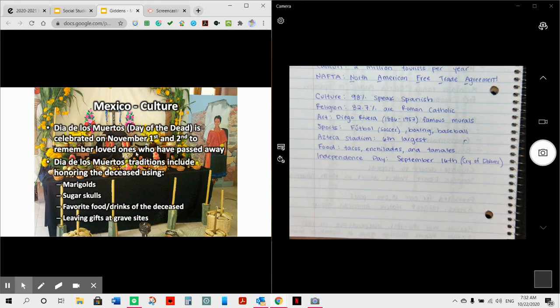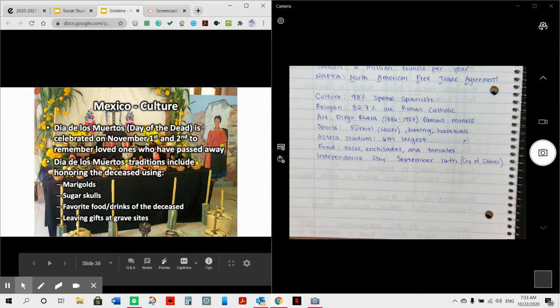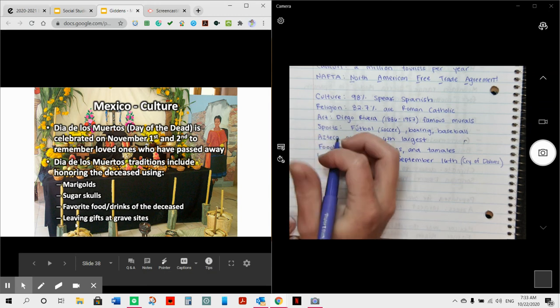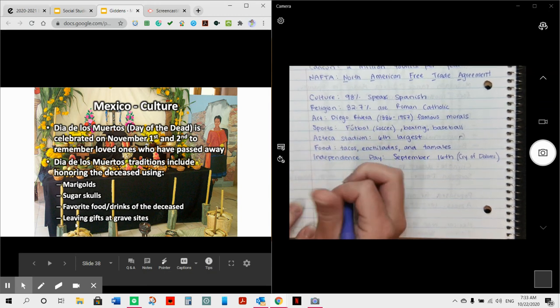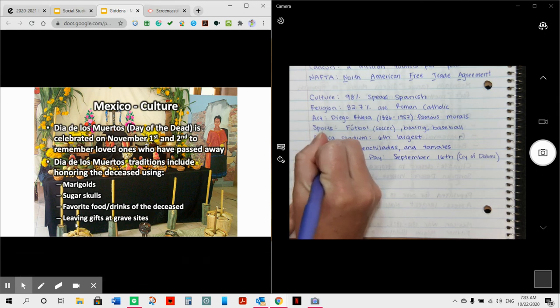Okay, Dia de los Muertos, Day of the Dead, is celebrated on November 1st and 2nd to remember loved ones who have passed away. Dia de los Muertos traditions include honoring the deceased using marigolds, sugar skulls, favorite food, drinks of the deceased, leaving gifts at grave sites. So on our notes, we're going to write Day of the Dead.